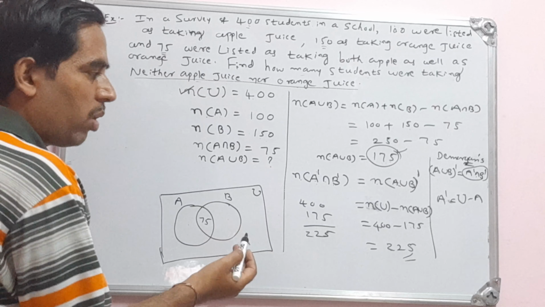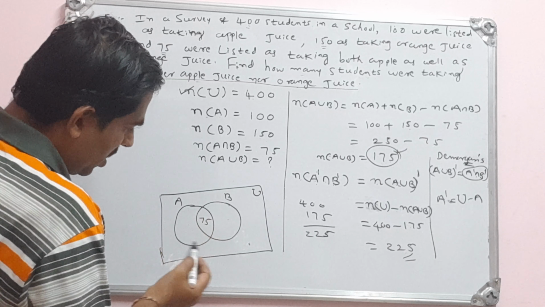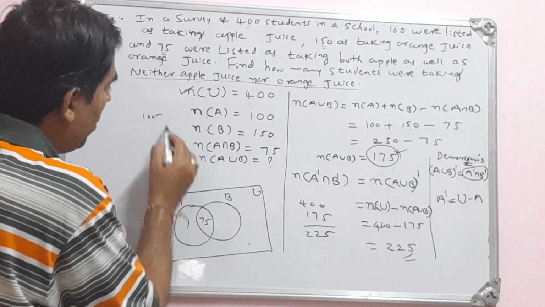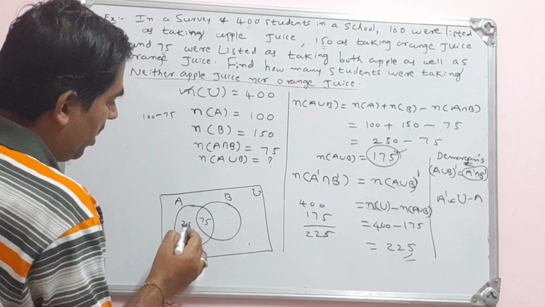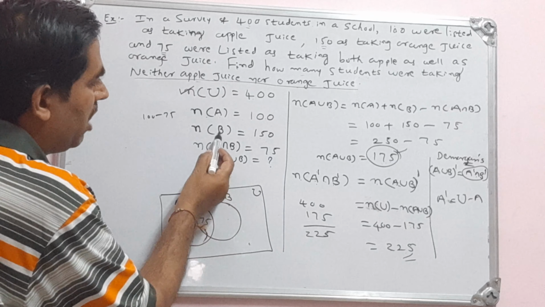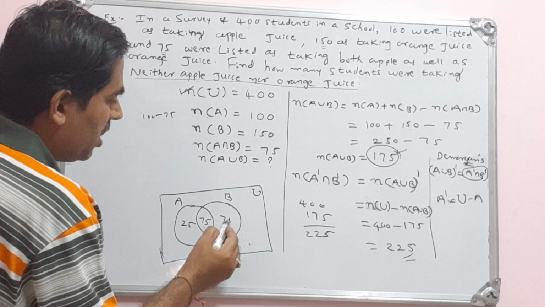So let me show it by Venn diagram. Our problem completes here. This thing represents n of A, so n of A is 100. 100 minus the 75 already there gives 25. Then this whole circle represents the second set, n of B, that is 150. Out of 150, 75 like both, so I get this 75.